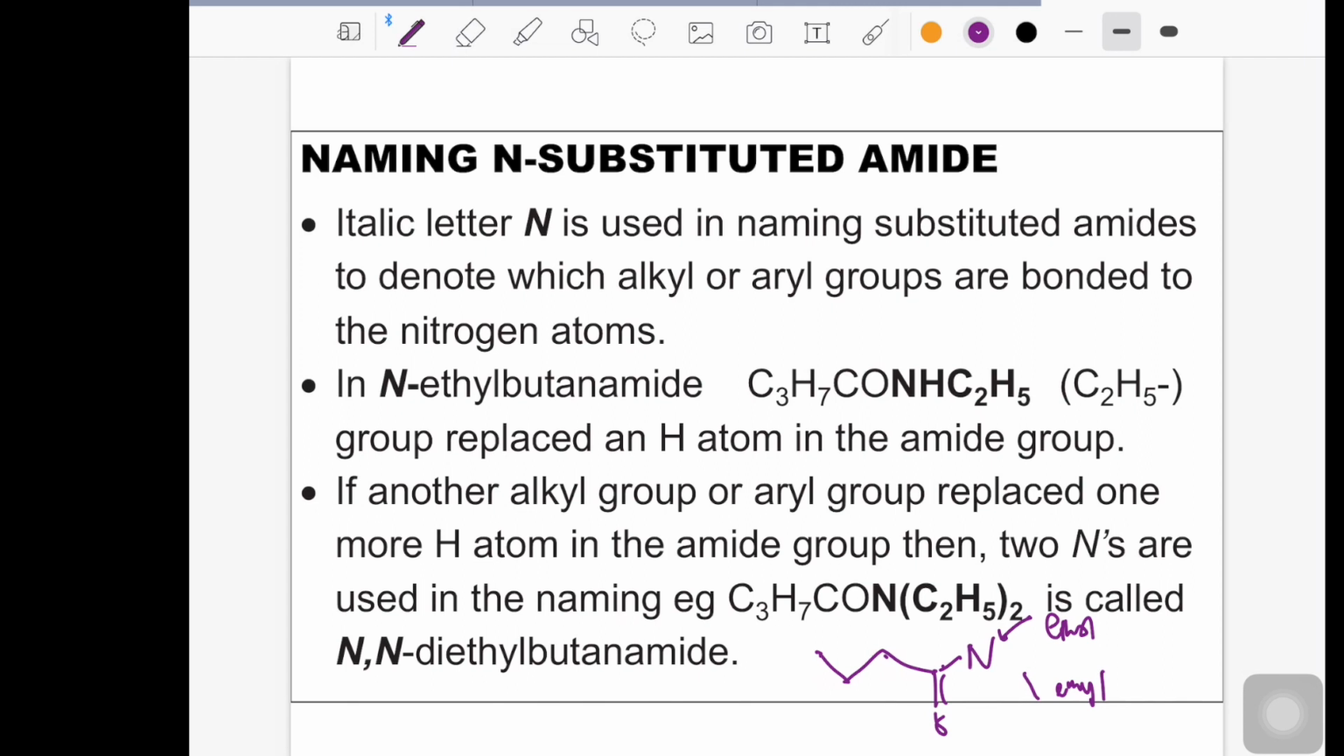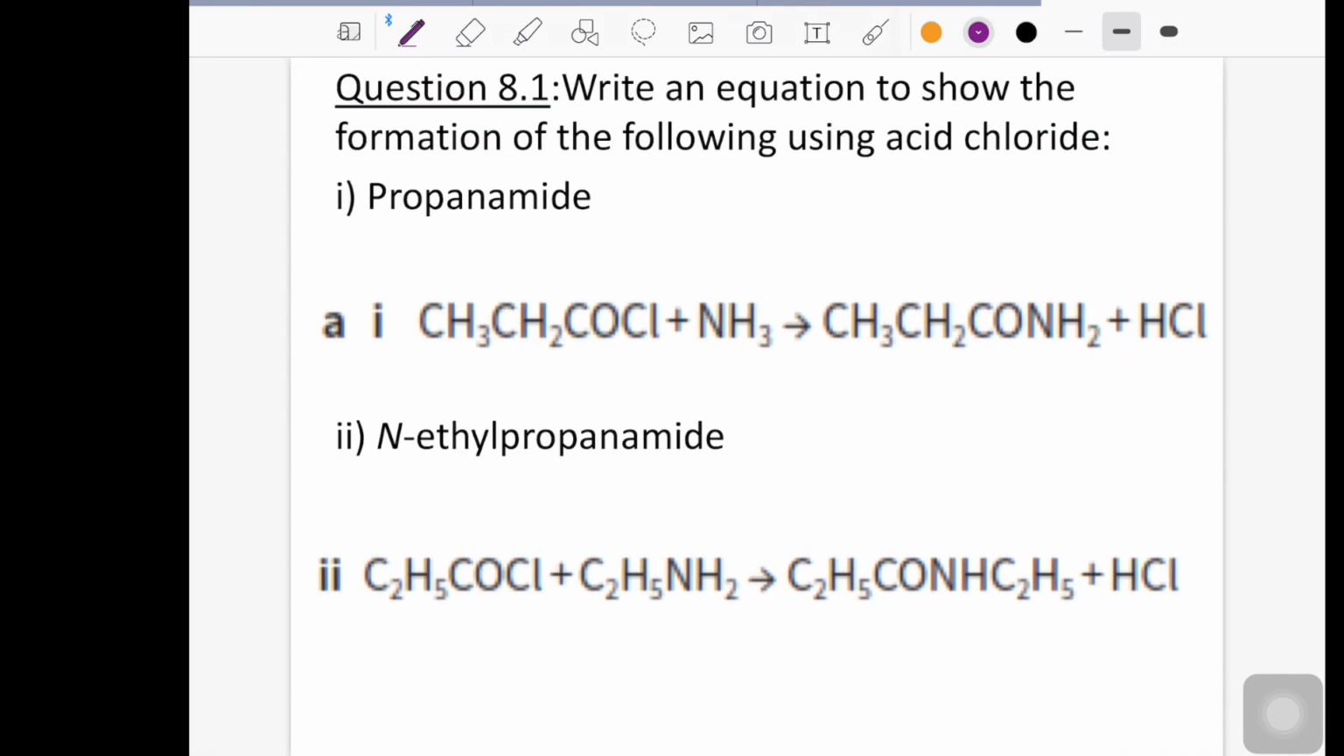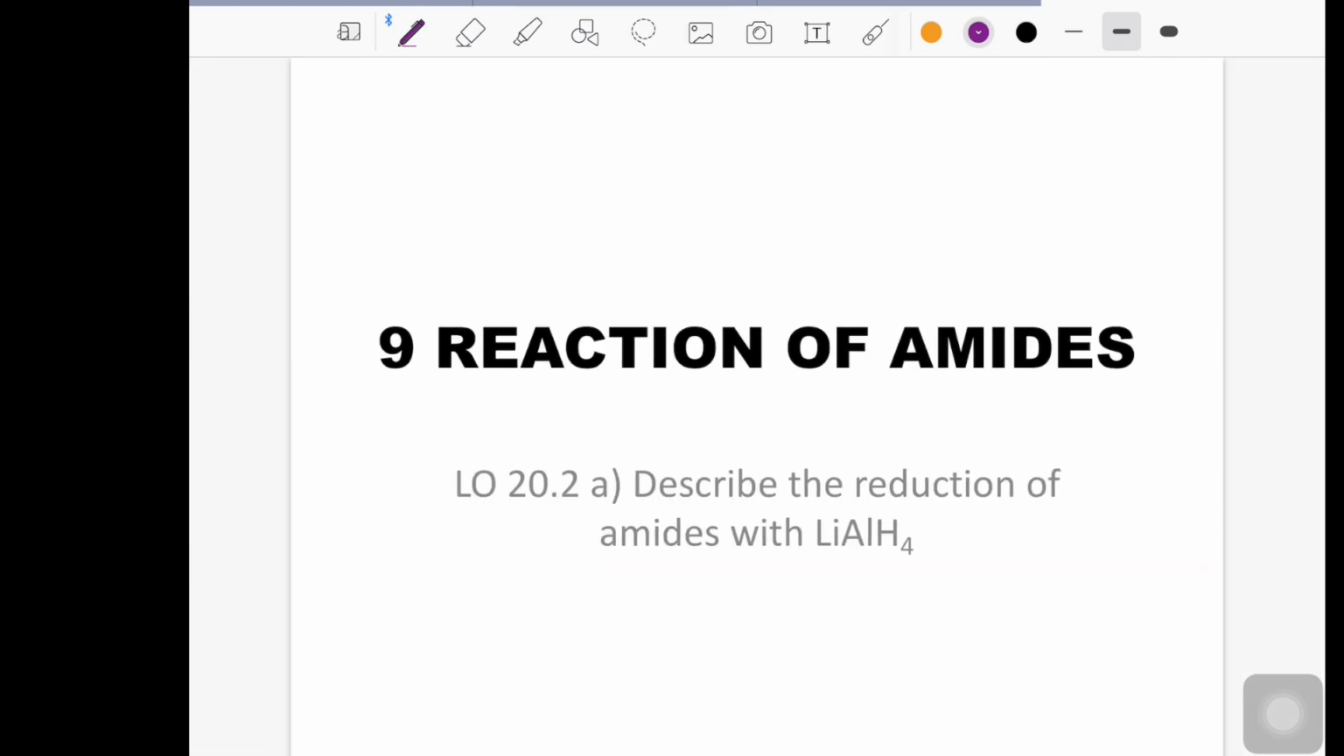Maybe I should make up an easy one, CH3, CH3, CH3. Because there are 2 substituents sitting on nitrogen, the N has to be repeated. It doesn't mean that there are 2 N, but it means that on the N there are diethyl, so 2 ethyl groups sitting on the N. Write down the equation, I'll leave you to do that yourself.